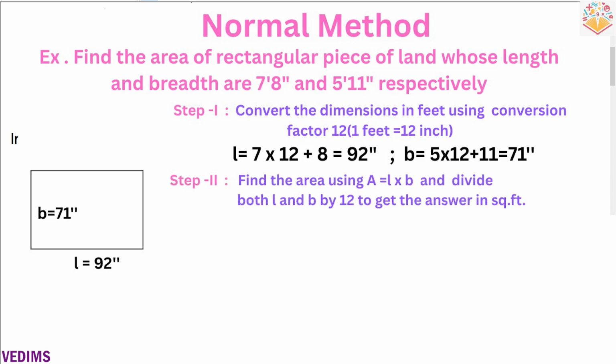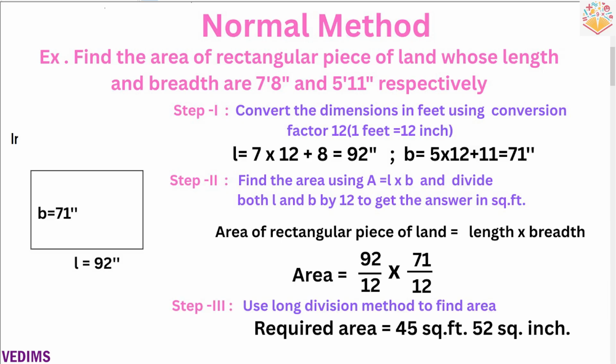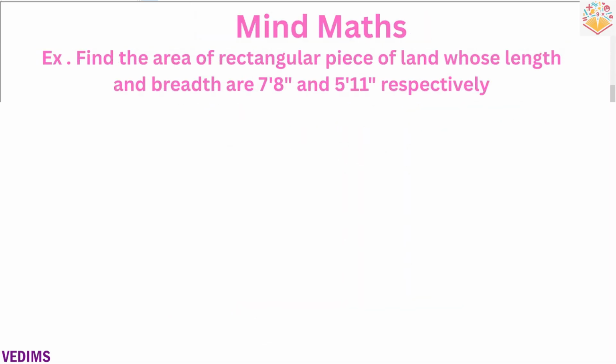Second step is find the area using A is equal to length into breadth and divide both the length and breadth by 12 because our answer should be in square feet. We know area of rectangular piece of land is given by length into breadth. Now you write area 92 upon 12 into 71 upon 12. Now you have to multiply 92 into 71, 12 into 12, then use a long division method and it will be very tedious. Finally, we will get an answer 45 square feet, 52 square inch. Now, how we can reduce the burden of this calculation by using mind maths method, we will learn now.